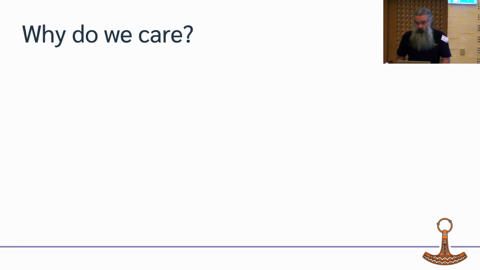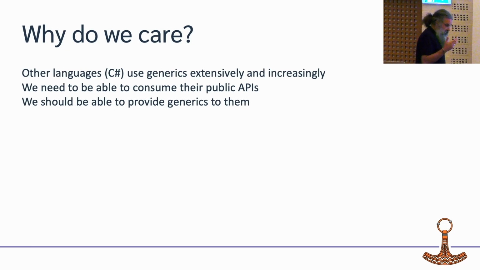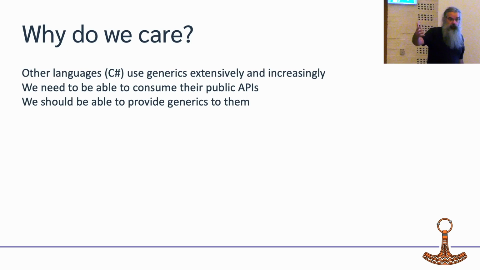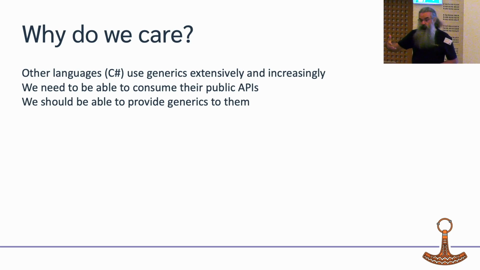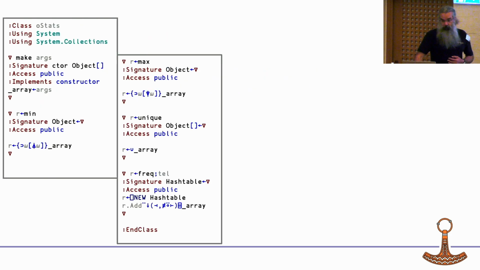Okay. Next side of the picture, of course, is that C# uses this a lot. We want to be able to consume these generic classes that C# uses. At the same time, we want to be able to produce generic classes in APL that can be consumed by C#. Here is an example of an APL class.